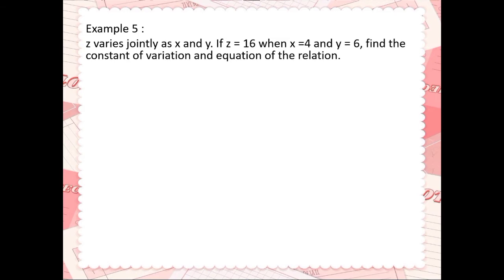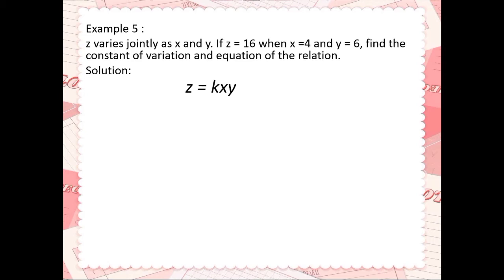Example number 5. Z varies jointly as X and Y. If Z is equal to 16, when X is equal to 4 and Y is equal to 6, find the constant variation and the equation of the relation. Z is equal to kXY, which is the variation mathematical sentence.